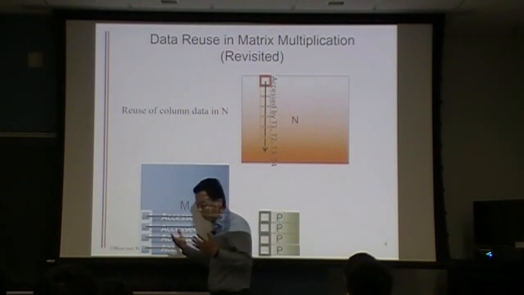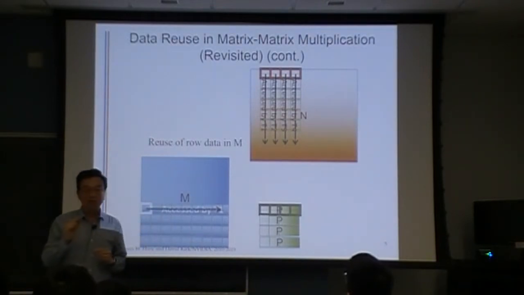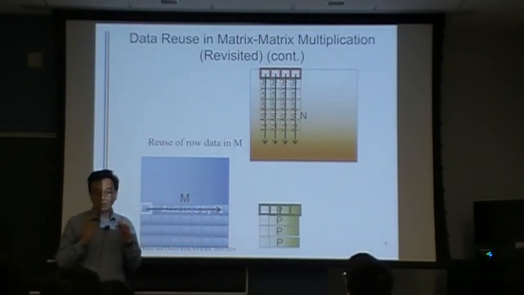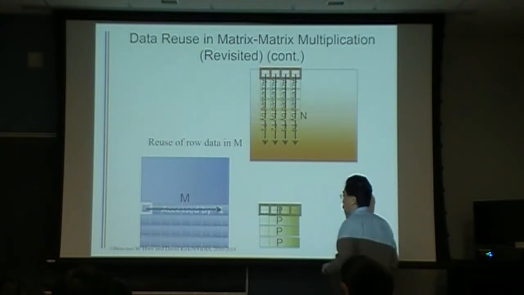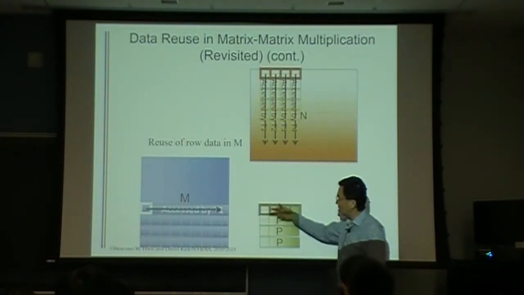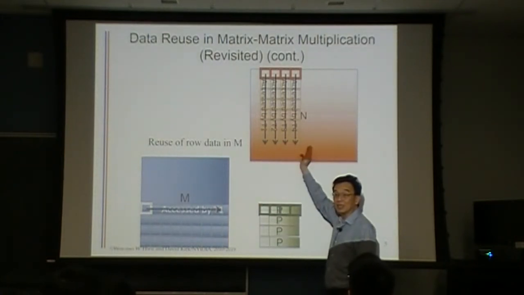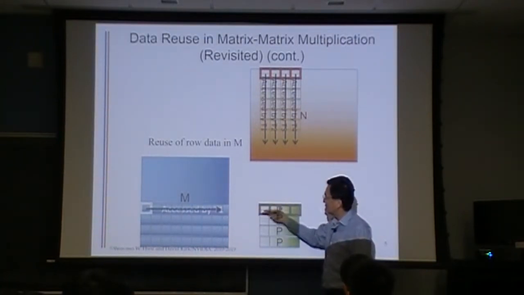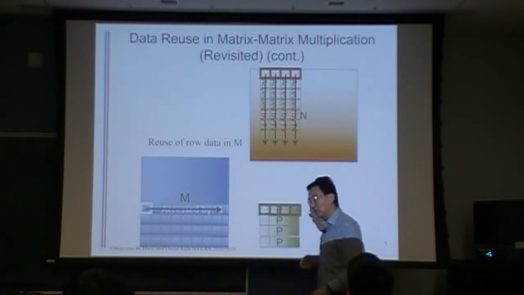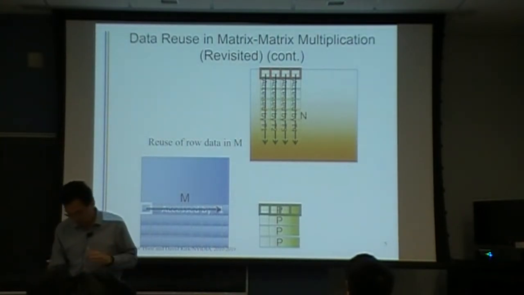This is very basic, and we've already talked about it in 408, but it's very important when we begin to work into the joint tiling. So I want to make sure that it's fresh in your mind. The second one is, if you look at a row of P, the elements in this row are all generated from the same M row, but different columns of N. So the row elements will be reused in generating all the P elements in the same row. So these are two data reuse patterns that we're going to be using for the tiling.